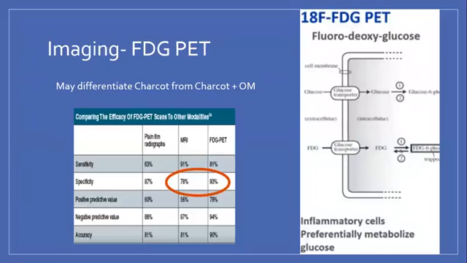A new and relevant imaging study known as an FDG PET, or a fluorodeoxyglucose PET scan, is showing promising results in differentiating Charcot from Charcot with osteomyelitis. Unfortunately, we're not anywhere close to being able to use it because it's such an expensive imaging modality. But it's something that is very promising in being able to differentiate Charcot from Charcot with osteomyelitis.